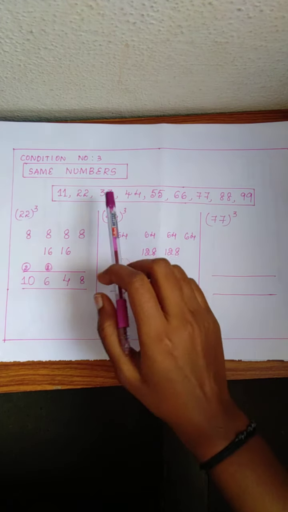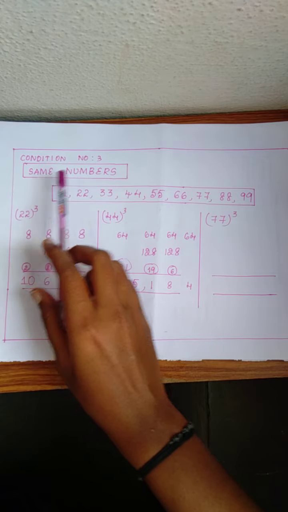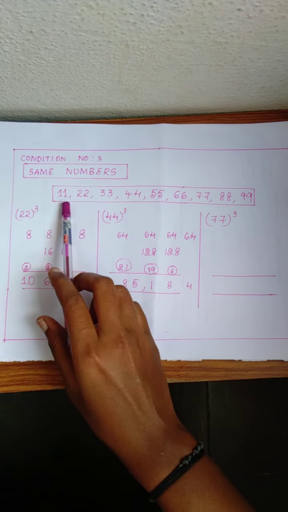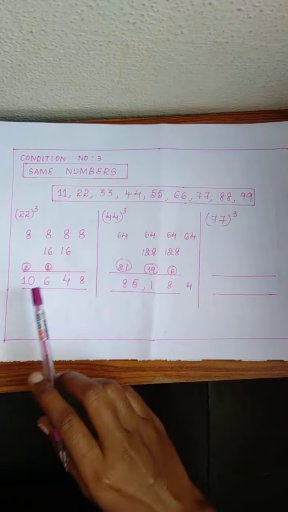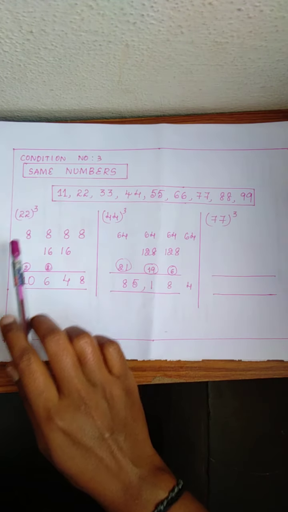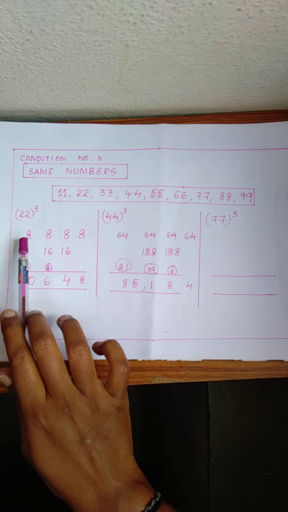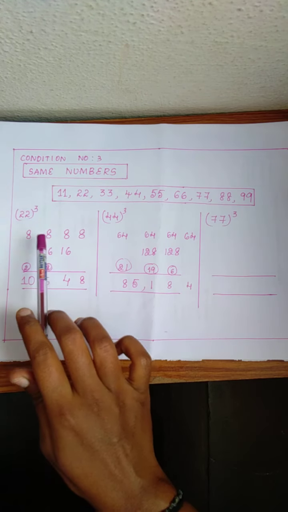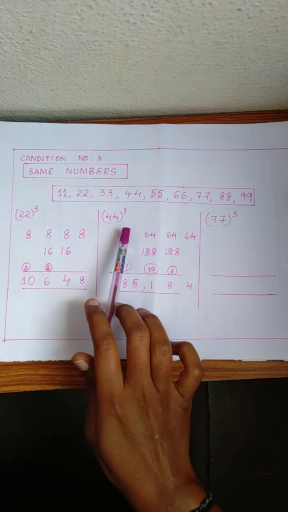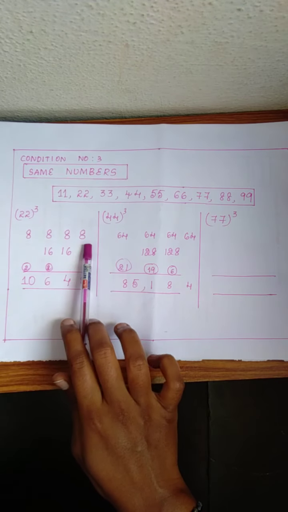If we go for condition 3, if the given number is a same-digit number like 11, 22, 33, 44 and so on up to 99, what you have to do, as it is the same number, you select 2, cube it. 2 cube will be 8, and write it 4 times: 8, 8, 8, 8.